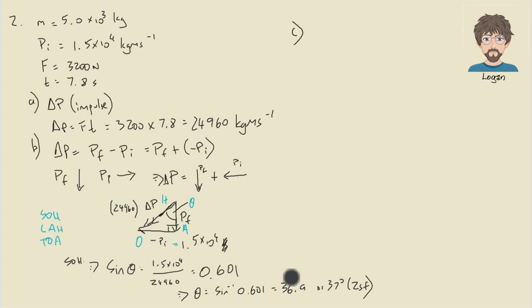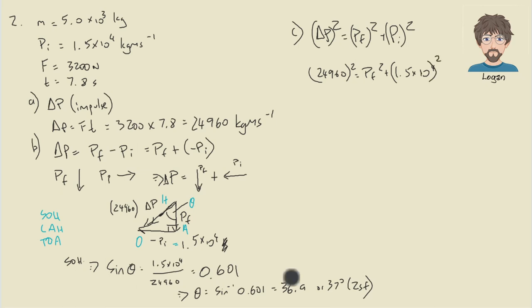And C, calculate the size of the momentum of the spacecraft at the end of the maneuver. We can use Pythagoras' theorem for that. So delta P squared equals PF squared plus PI squared, just solving off this triangle, same as before. So 24960 squared equals PF squared plus 5 times 10 to the 4 squared. Same thing as before. You need to make sure the order of operations works here, so make sure you use your exponents button.